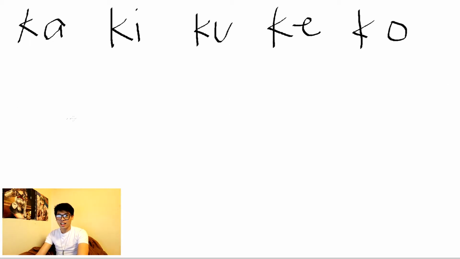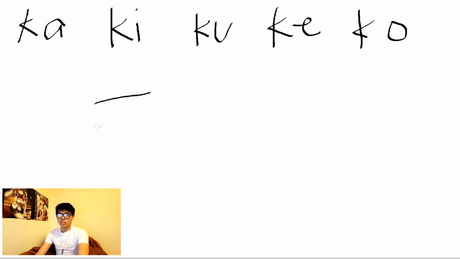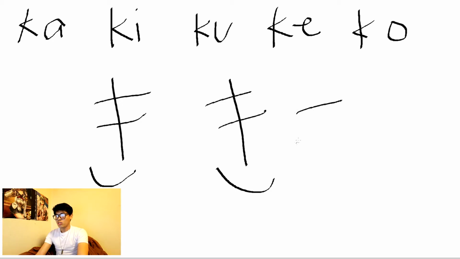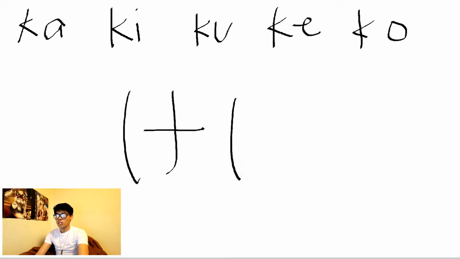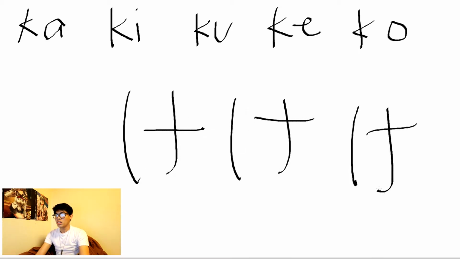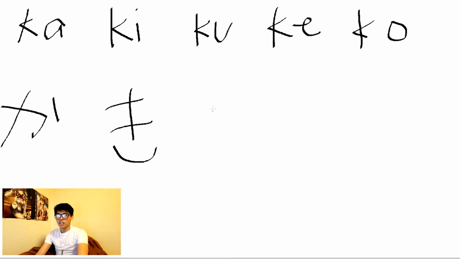So this is how you write Ka. 1, 2, 3. That's Ka. Ki, 1, 2, 3, 4. Simple. Ku, okay, that's Ku. Ke, 1, 2, 3. That's Ke. Ko, 1, 2. That's Ko. So we have ka, ki, ku, ke, ko.